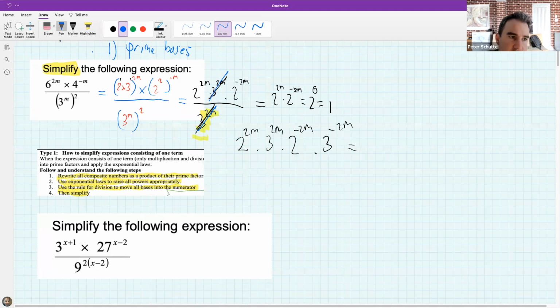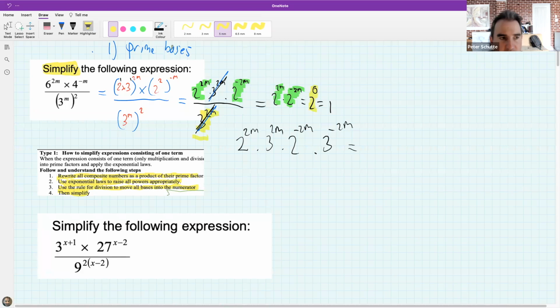Yes. And so now I was left, yeah, I did cancel 3 to the power 2m. And then I was left with 2 to the power 2m times 2 to the power negative 2m. Do you understand how I got from that to 2 to the power of 0?